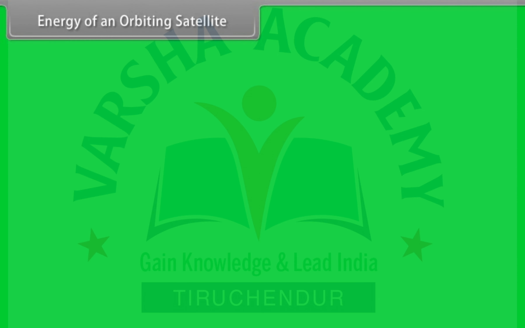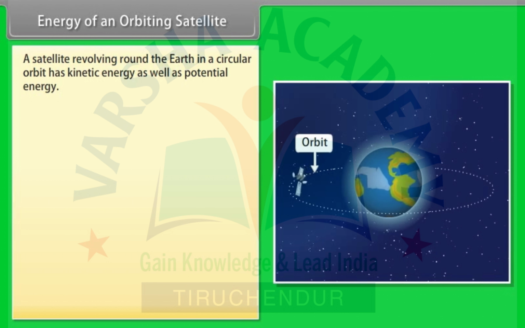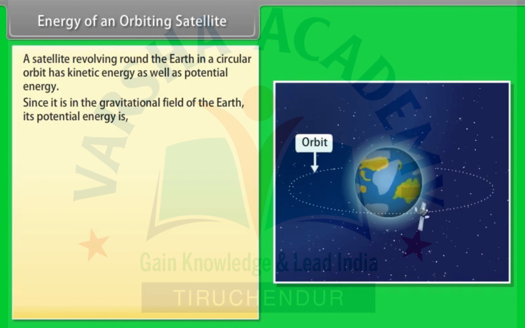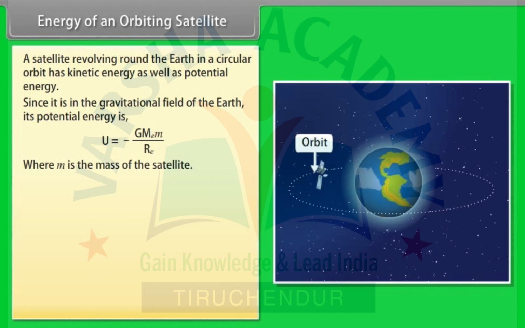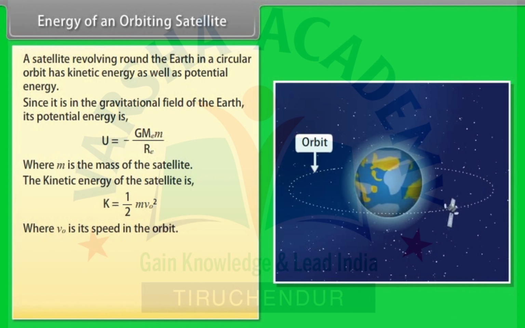Energy of an orbiting satellite. A satellite revolving round the Earth in a circular orbit has kinetic energy as well as potential energy. Since it is in the gravitational field of the Earth, its potential energy is U = -GMem/Re, where m is the mass of the satellite. The kinetic energy of the satellite is K = 1/2 mv0², where v0 is its speed in the orbit.